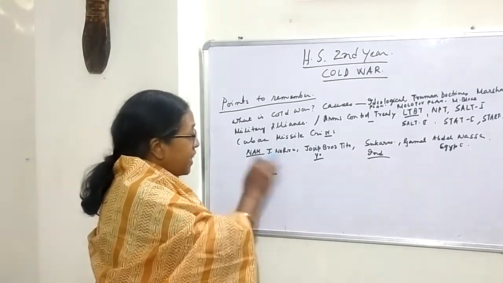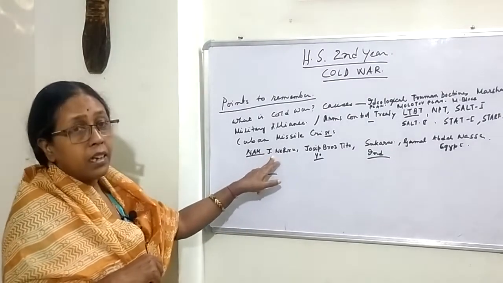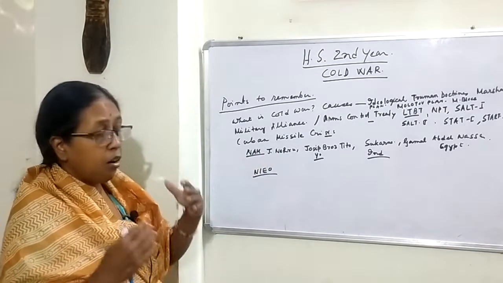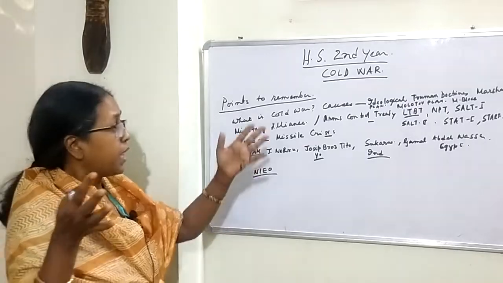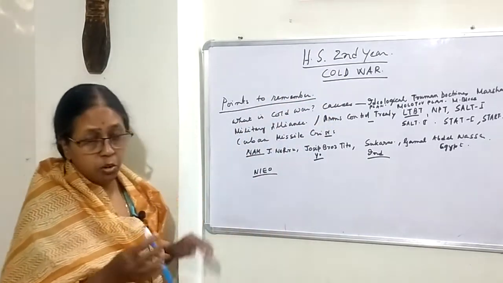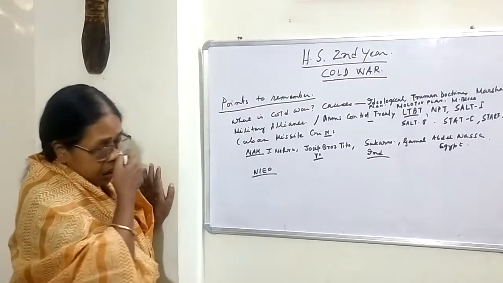And the last one is NAM. NAM means non-aligned movement. Aligned means friendship. So non-aligned movement means not making friendship with any bloc. There were two blocs during the Cold War. One is the capitalist bloc and another one is the communist bloc.